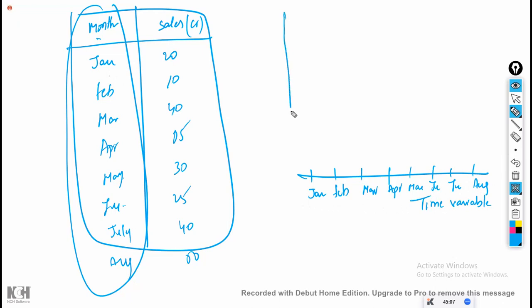Now consider the y-axis. The first one is 20 for January; 20 means this is the point. Now February, 10; 10 means this is the point. Next, 40; this is the point of 40. Next, April 5. Next, May 30. Next, June 25.